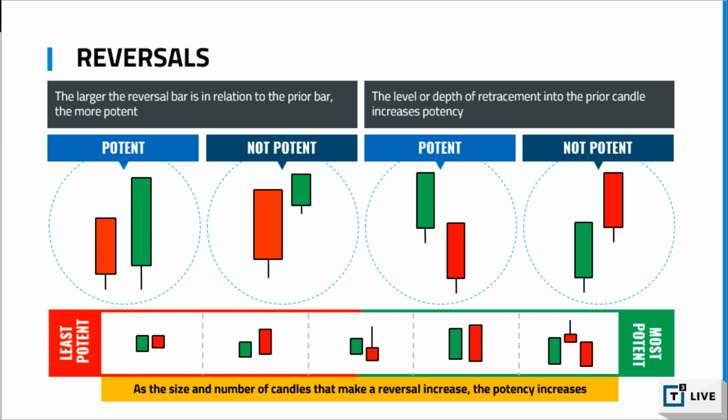Otherwise, in and of themselves, these two bars are not very potent. In the second situation here, the red bar's size is twice as big as the green bar, so it gets the first point for the larger reversal bar, but it also retraced almost 100%. This bar retraced about, let's say, 75. This retraced 90% at least. So more potent for sure.